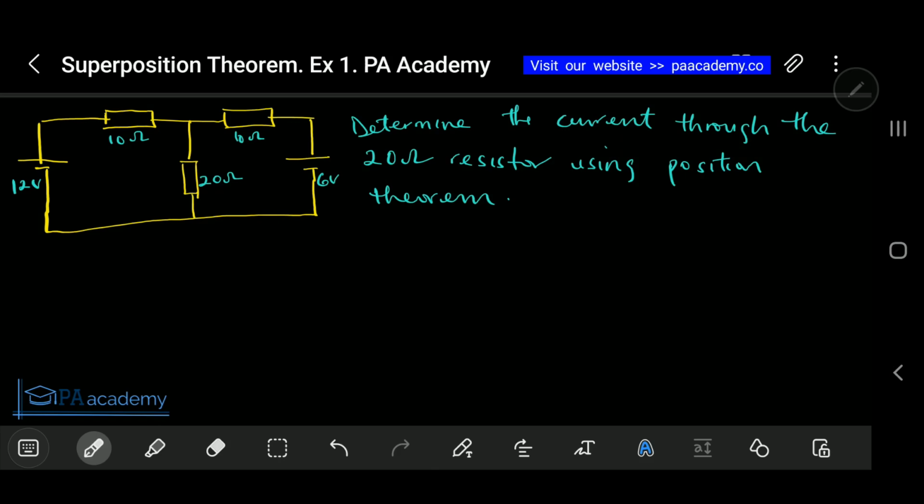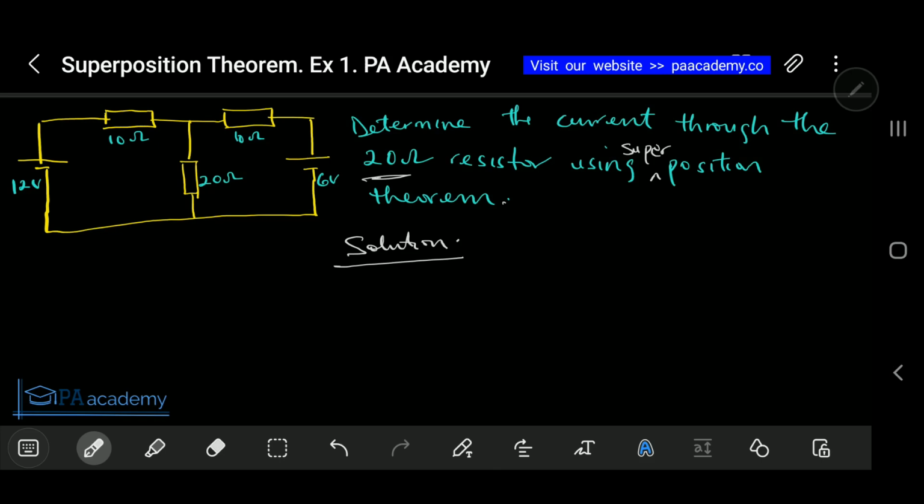This is the circuit that we are going to be working with, and the question says, determine the current through the 20 ohm resistor using superposition theorem. Exactly. So you can see, just like I said in the previous part, that the question sometimes might tell you specifically that you should use superposition theorem.